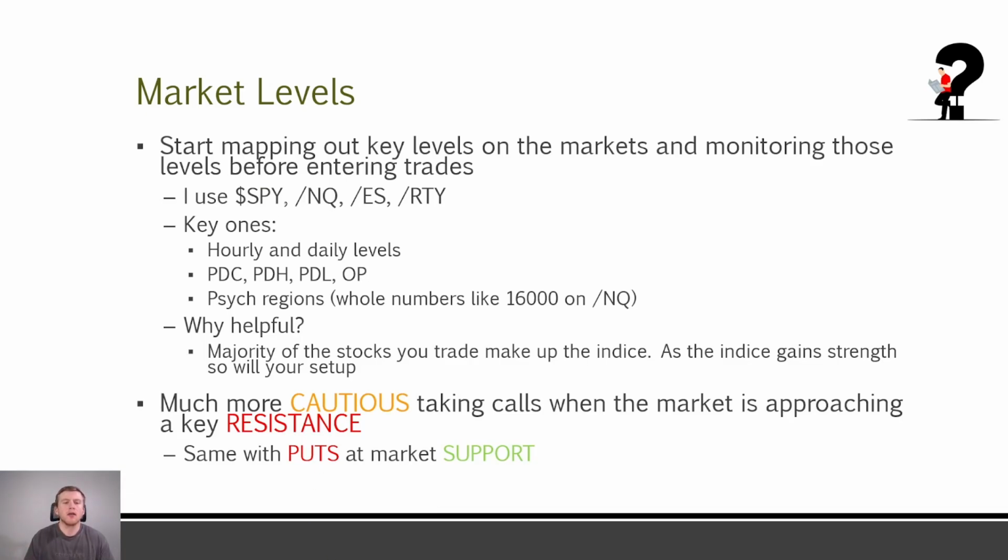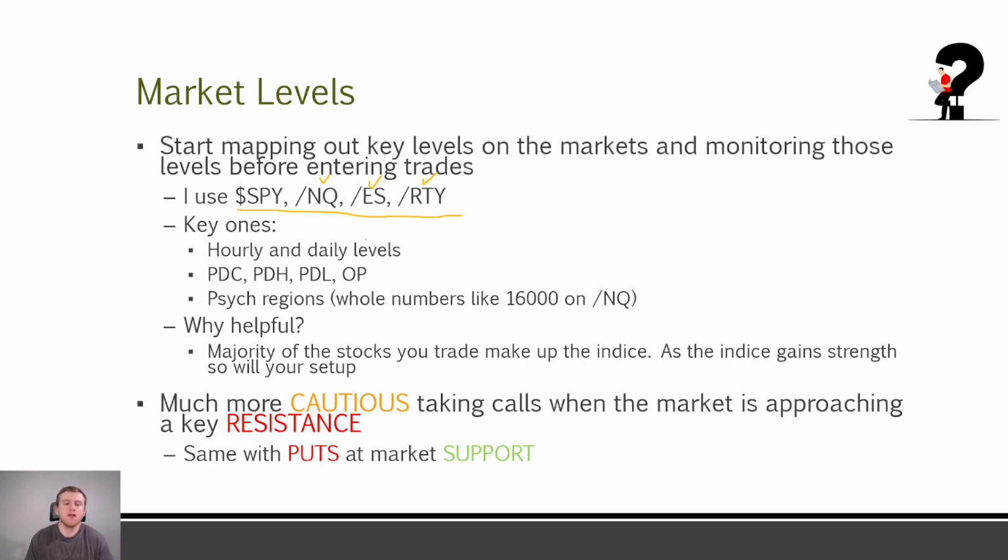So the levels that I use are on SPY, /NQ, ES, and RTY. So this is going to be the NASDAQ futures. This is going to be the S&P 500 futures. And RTY is going to be the small cap futures. Now you may be wondering, what levels are you mapping out?